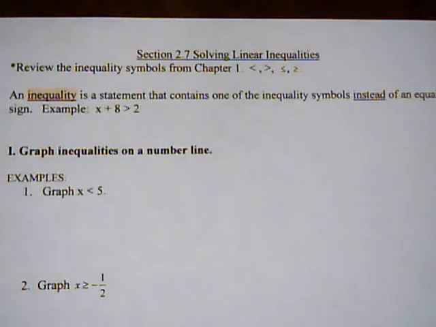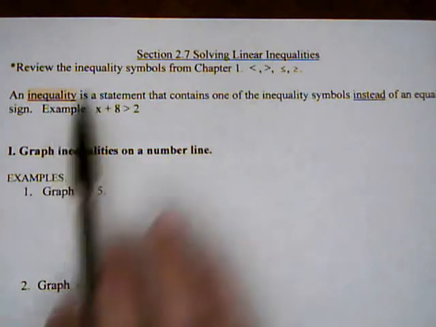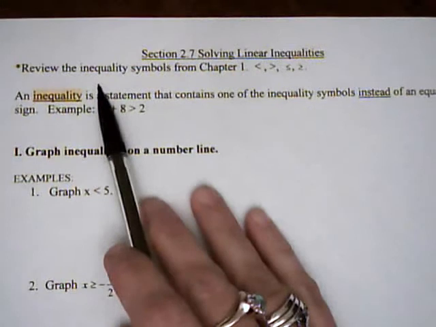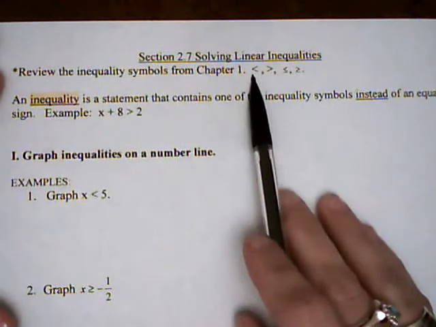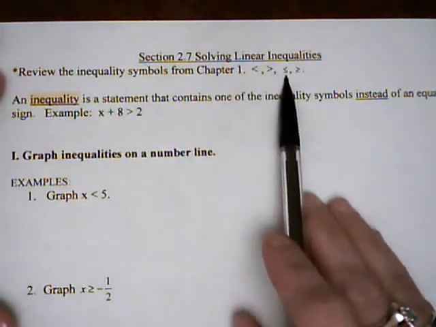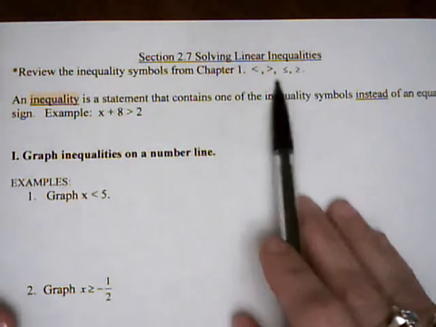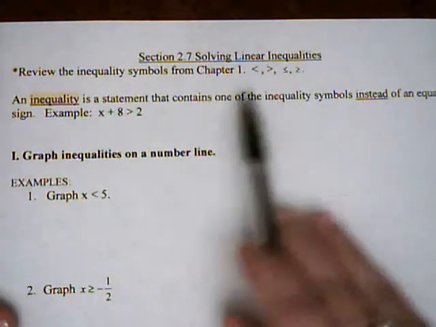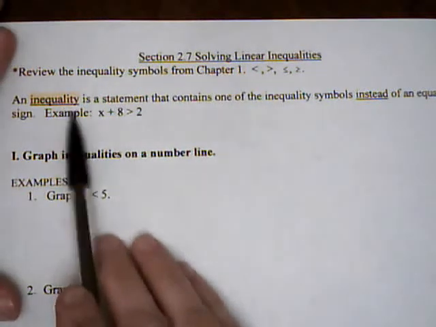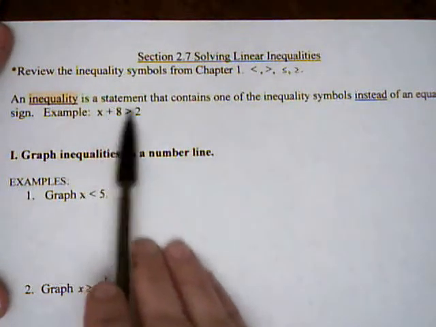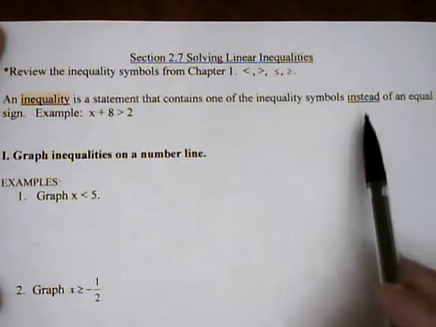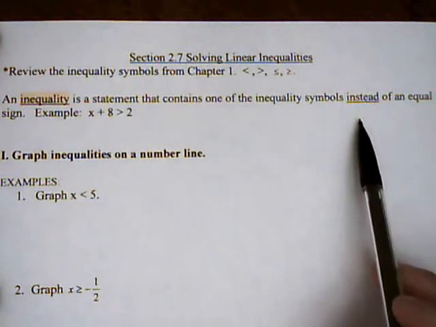Section 2.7 is on solving linear inequalities. At the top I have review your inequality symbols from Chapter 1: less than, greater than, less than or equal to, or greater than or equal to. These are what we call our inequality symbols. An inequality is a statement that contains one of these inequality symbols instead of an equal sign.